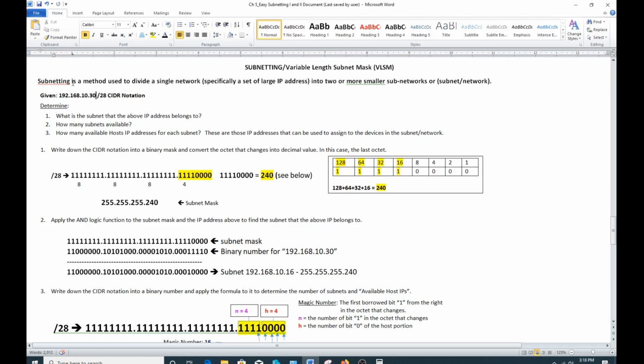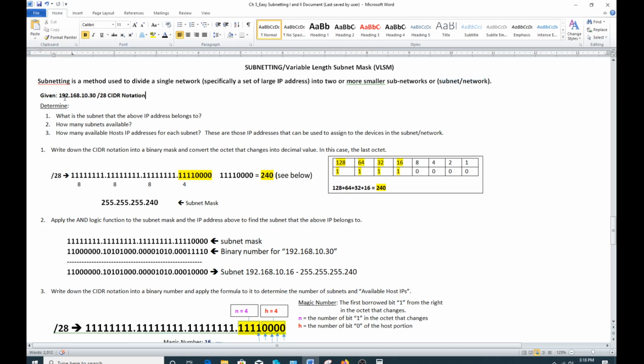VLSM or subnetting is a method used to divide a single network, specifically a set of large IP addresses, into two or more smaller subnetworks, or we call it subnets, or sometimes we call it networks. So the terms subnet and network are interchangeable.